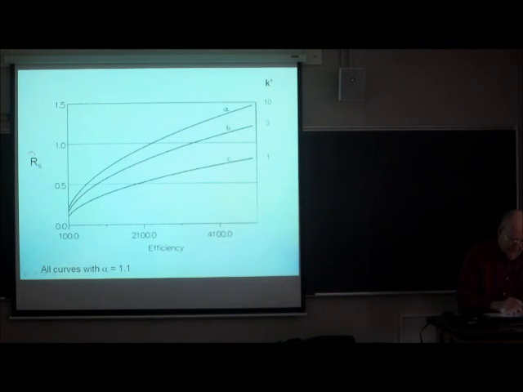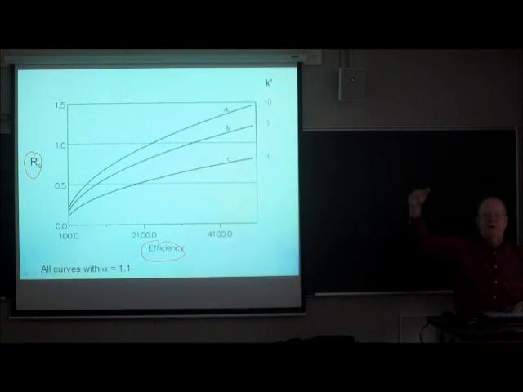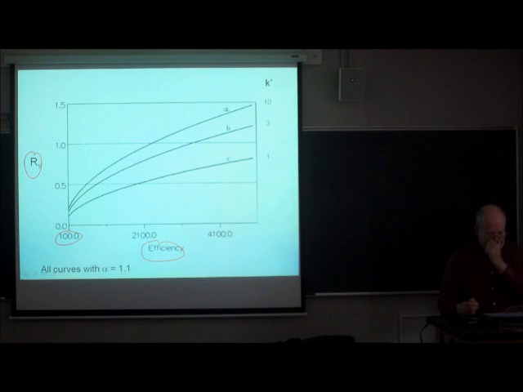Here's a couple of plots of resolution versus efficiency. This has no asymptote. It just keeps going up and up. It's curved because it's a square root relationship. By the way, this is not 0 over here. It's 100 units of efficiency, and it just goes up as a square root. And A, B, and C are just different values of K prime, 10, 3, and 1. And in all cases, alpha is assumed to be 1.1. But the shape of the curve really doesn't depend on this or that. It's a square root relationship.